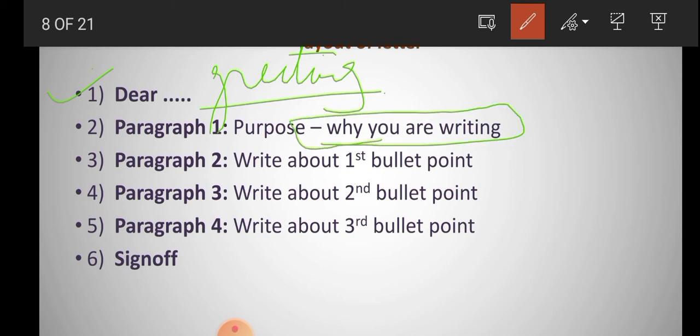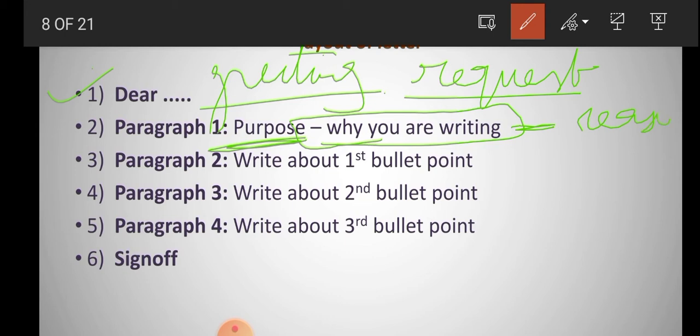Next, why you are writing, the purpose of your writing. When the letter is given to you, you need to define at the beginning of the letter why you are writing. For example, if I'm writing a complaint letter, then at the beginning I need to say, I am writing this letter to complain about my product. If I am making a request, then I need to mention, I am writing this letter to request you this and that. So the first sentence should be the reason. It should be specified why you are writing. You are requesting something or you are suggesting something or what. Reason should be mentioned.